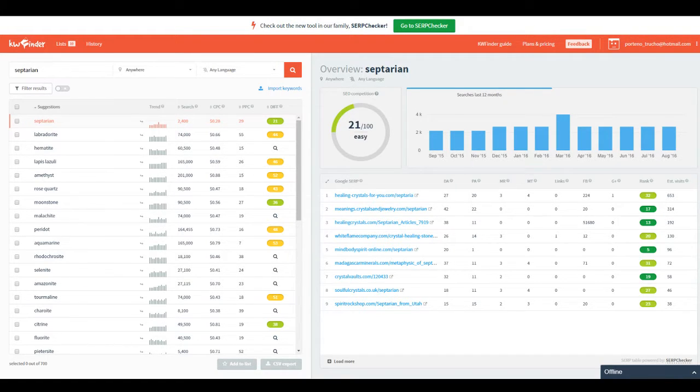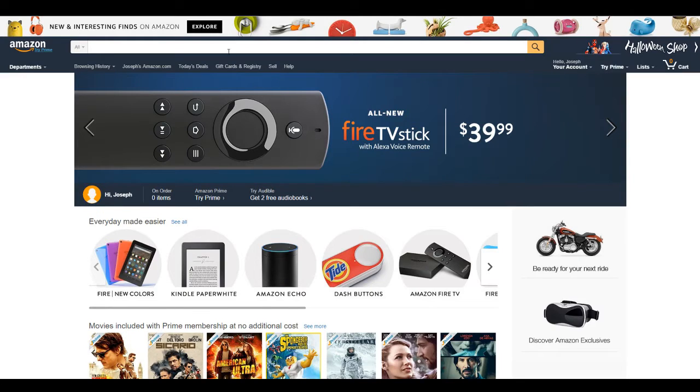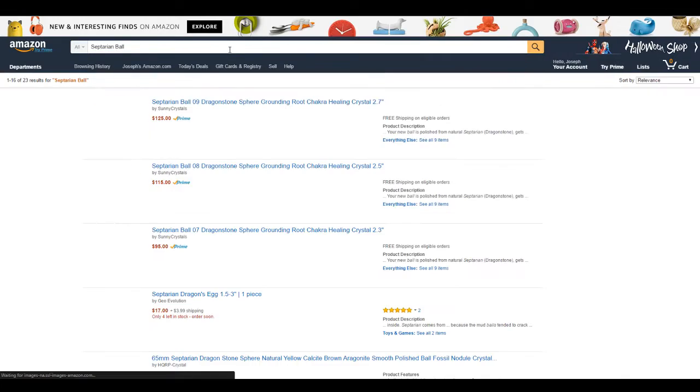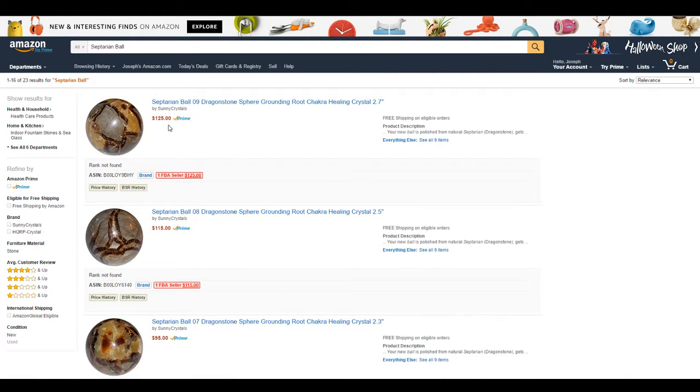Now the next thing we want to do is see how much people are actually spending for these things. So we're going to come over here to Amazon, and we're going to see if anybody else is trying to sell these things as well. Holy bananas. $125 for the same exact thing. Okay, maybe we should be selling these things on Amazon.